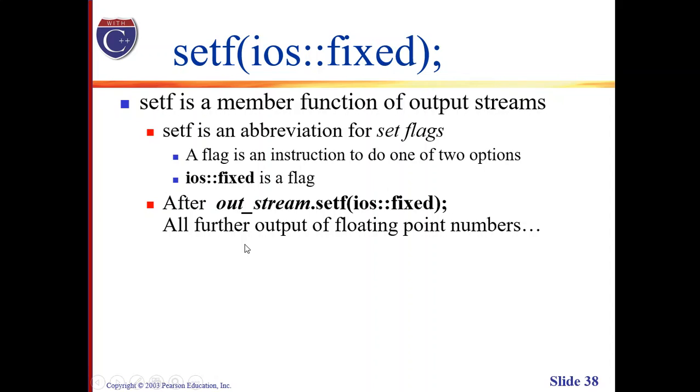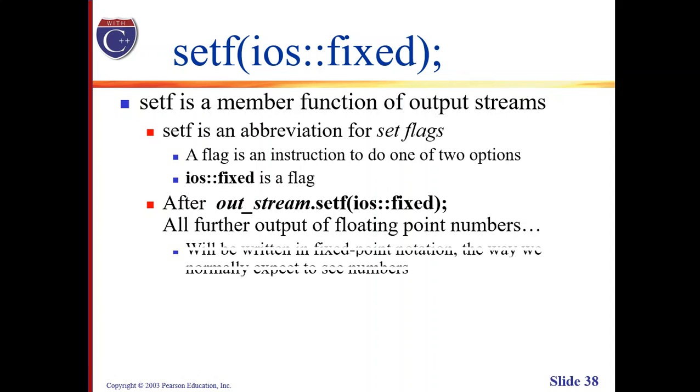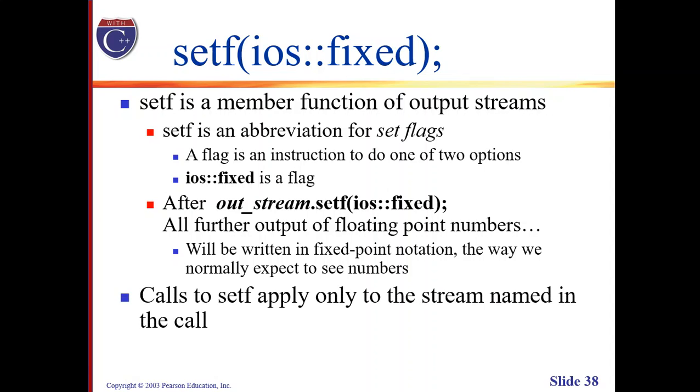And all further output of floating point numbers will be, first, written in fixed point notation, the way we normally expect to see numbers. Calls to set flag apply only to the stream named in the call. So for example, for every set flag function that you call, that would only apply or take effect to the stream that was named in the call. So for example, in the case of outstream.